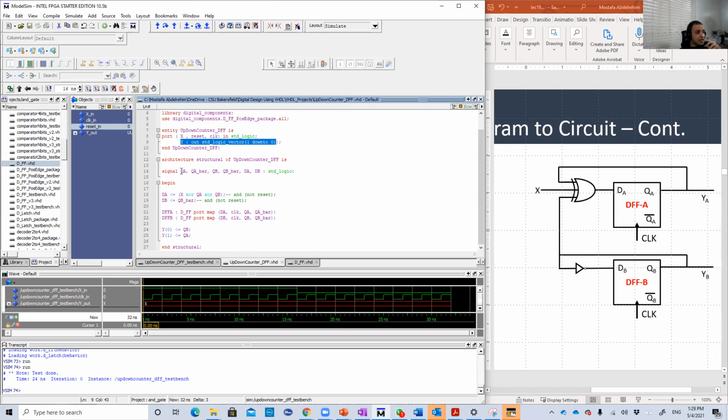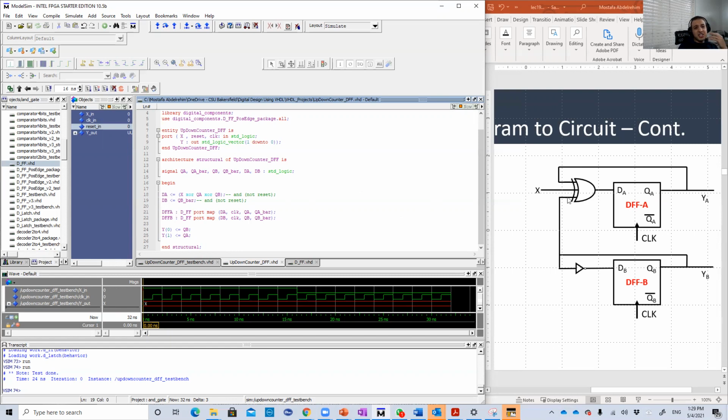I have created many signals because we have many internal signals. For example, we have an internal signal DA, another internal signal DB, and also internal signals QA, QA bar, QB, and QB bar. So we have many internal signals here that we will use in our design to make the connections for this circuit, okay? So first of all, the input of the first flip-flop, DA, is basically X XOR QA XOR QB. That's the first equation we have here. Then the second input, DB, is equal to QB bar.